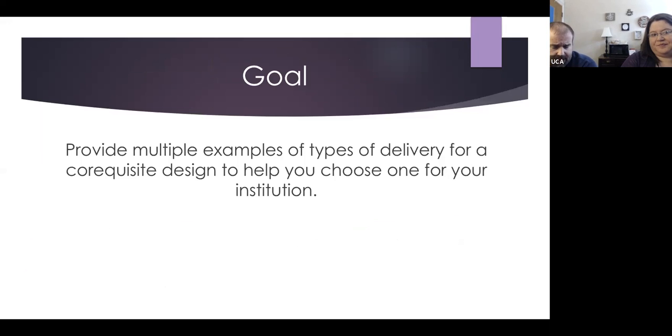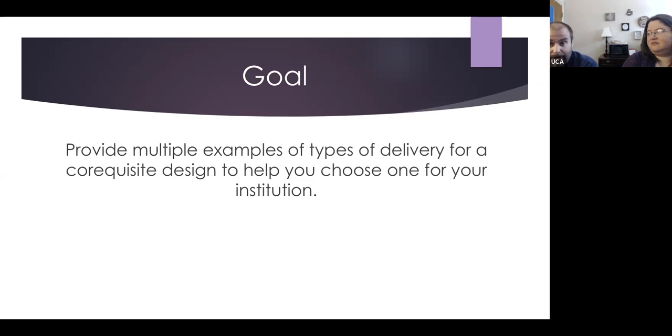So logistics. The main goal of this is to help you figure out what kind of design you can do at your institution. As we went through with our pilots, they are not what we do today. We still have some changes that we have made to those pilots.